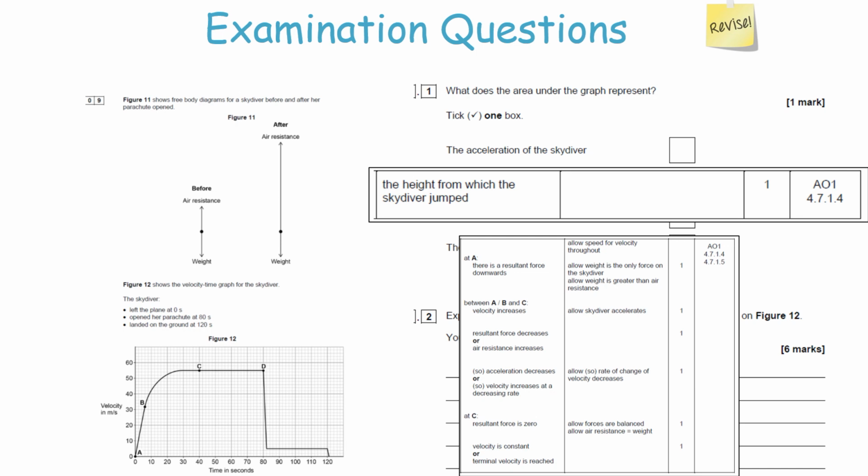Then at C, what do we know? Well, at C, the velocity is staying the same. This indicates that there's no acceleration, so there must be no resultant force. So at that point, the air resistance acting upwards is equal to the weight acting downwards, so therefore there's no resultant force. We have reached terminal velocity.